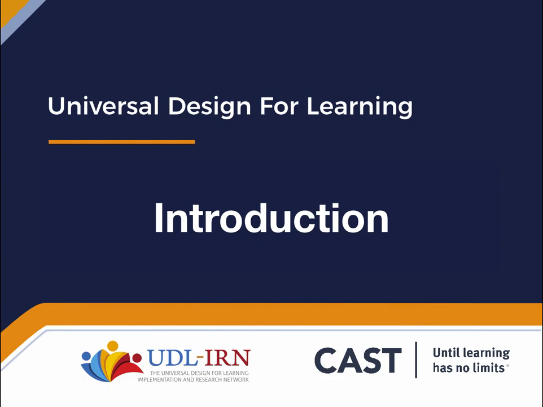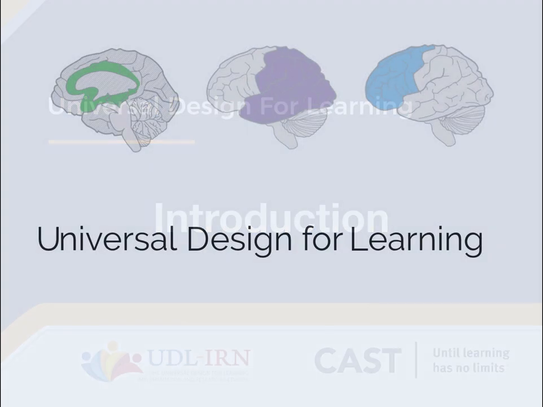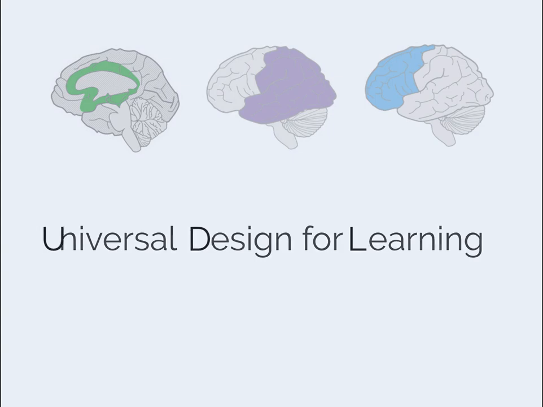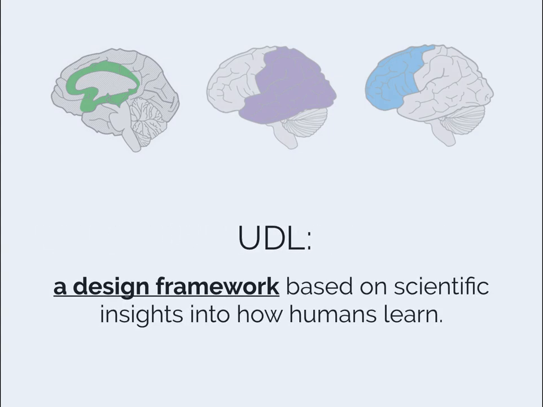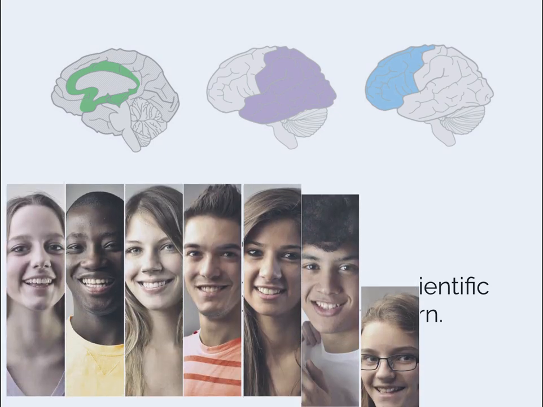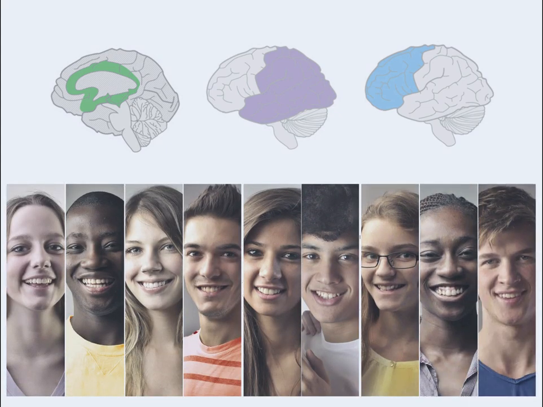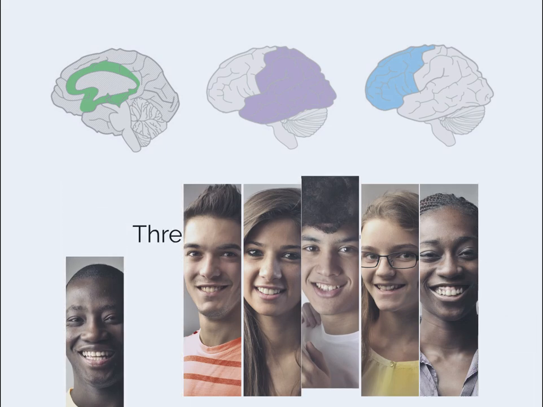Introduction to Universal Design for Learning. Universal Design for Learning, or UDL, is a design framework based on scientific insights into how humans learn. It's an intentional way of planning for teaching to improve learning that addresses the diverse needs of all learners.